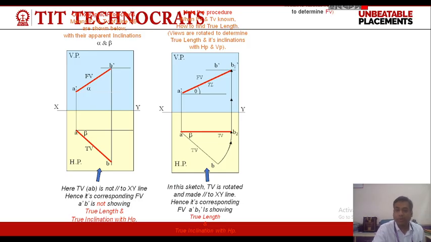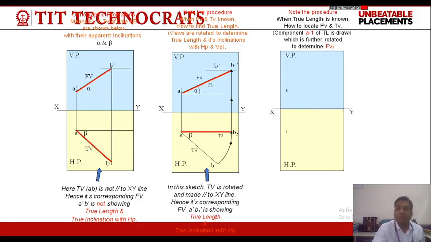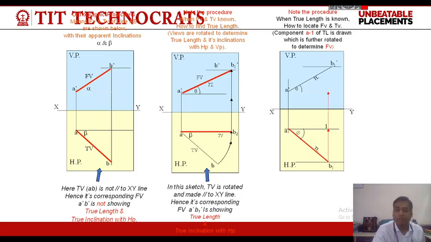Similarly, if we have to find angle phi, that is the angle of the line with VP, we will rotate the front view of the line and make it parallel to XY. And when we rotate and project it on the top view, we will get the angle phi as shown in the figure. So, theta and phi are the angles of inclination of the true length, while alpha and beta are the angles of inclination of the final projections, that is the final front view and final top view. And this is how we can solve the problem.